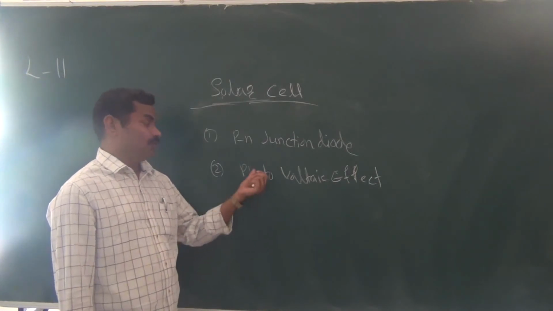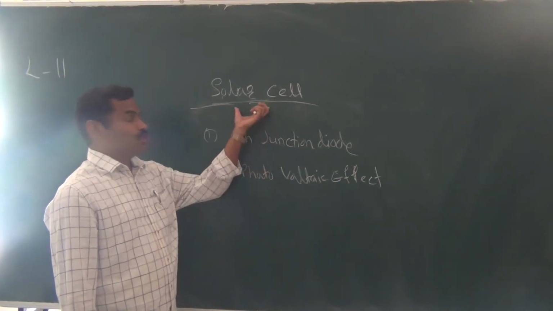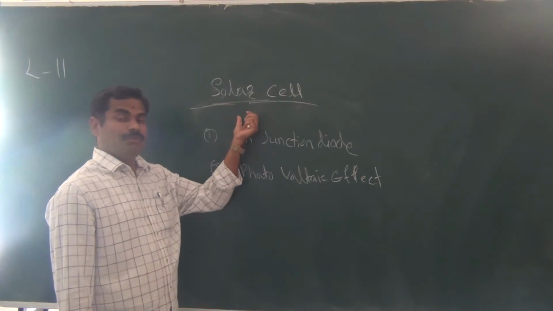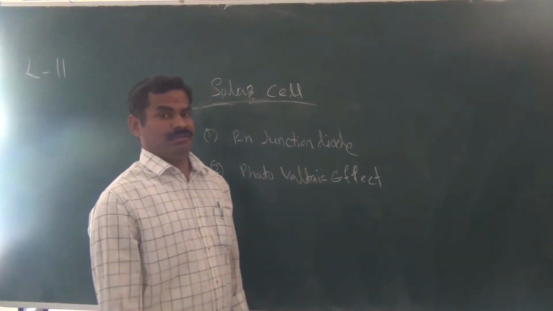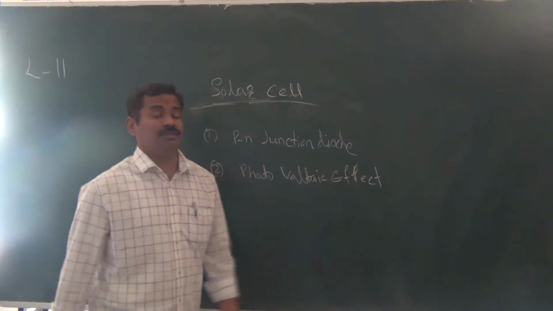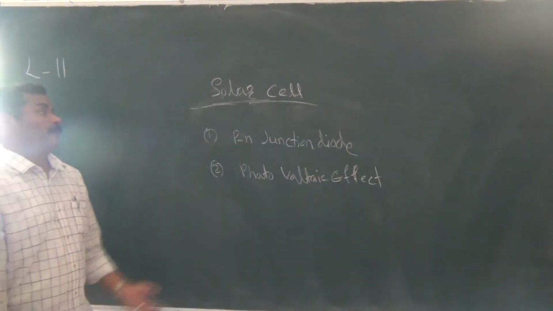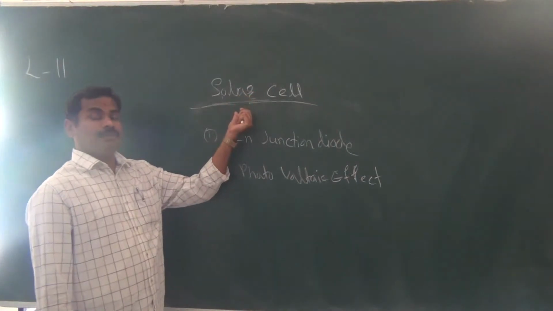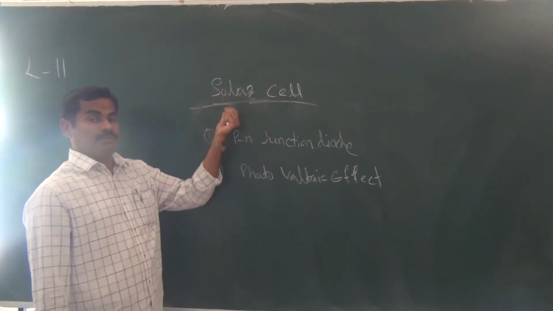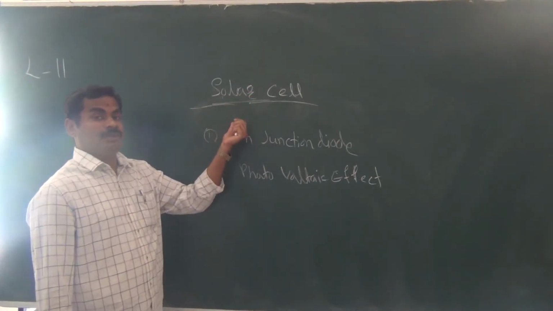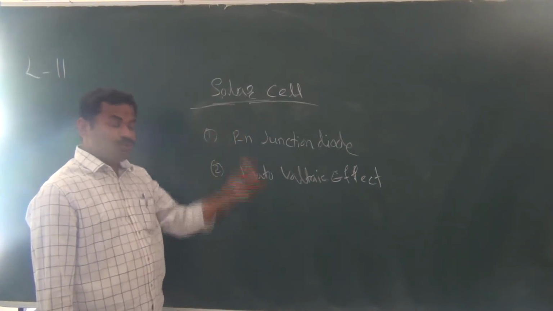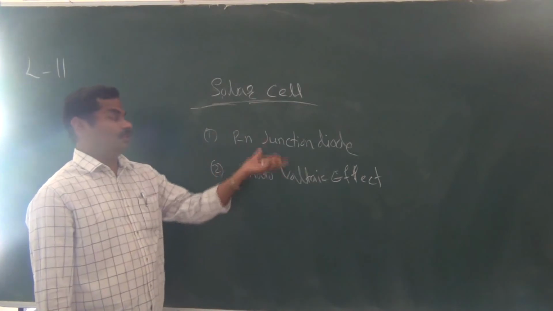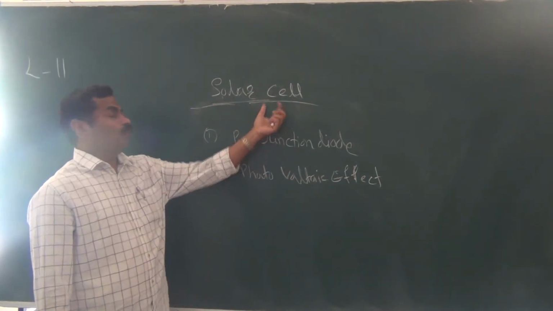Why is it called a solar cell? The important thing is that solar energy is converted to electrical energy. By the help of sunlight, the radiation given by the sun, we can use that light in terms of electrical energy. What is the cell?